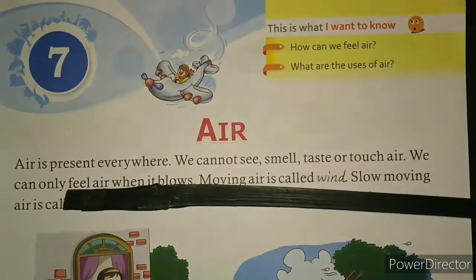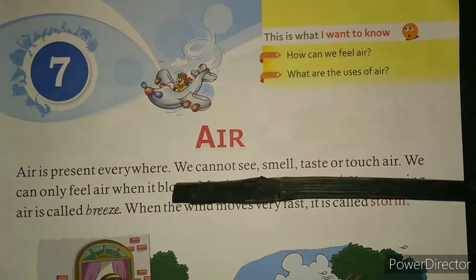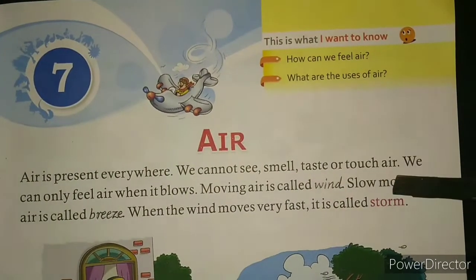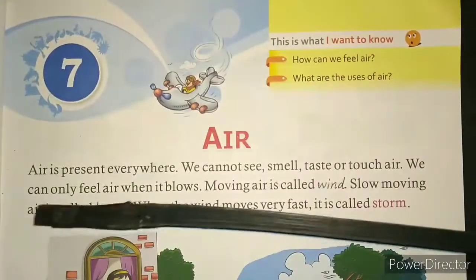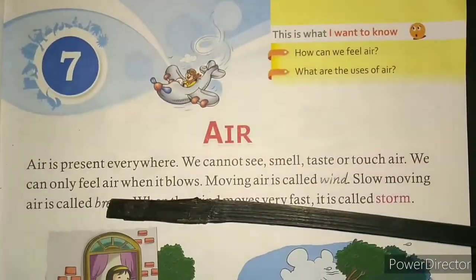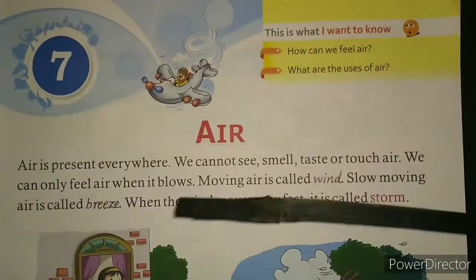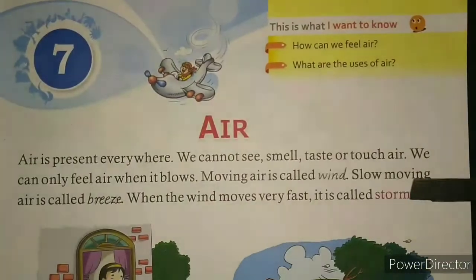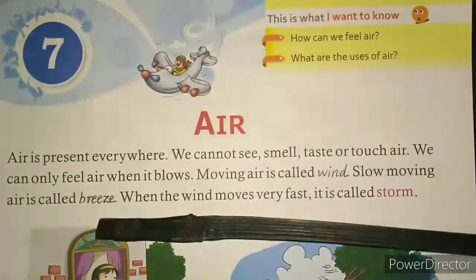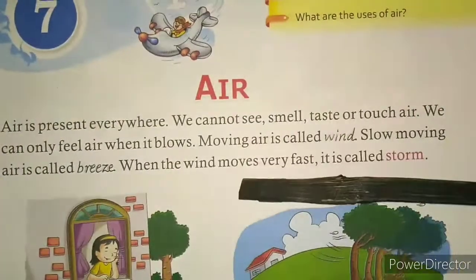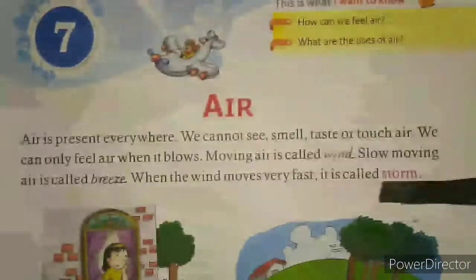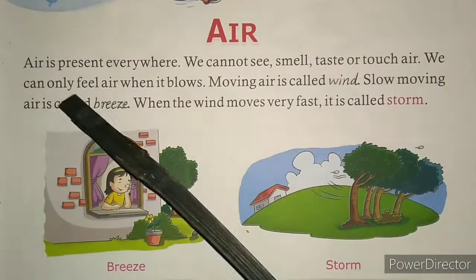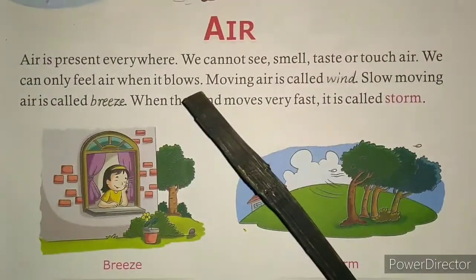Air is present everywhere. We cannot see, smell, taste or touch air. We can only feel air when it blows. Moving air is called wind. Slow moving air is called breeze. When the wind moves very fast, it is called storm. So children, air is present everywhere. Air is all around you.